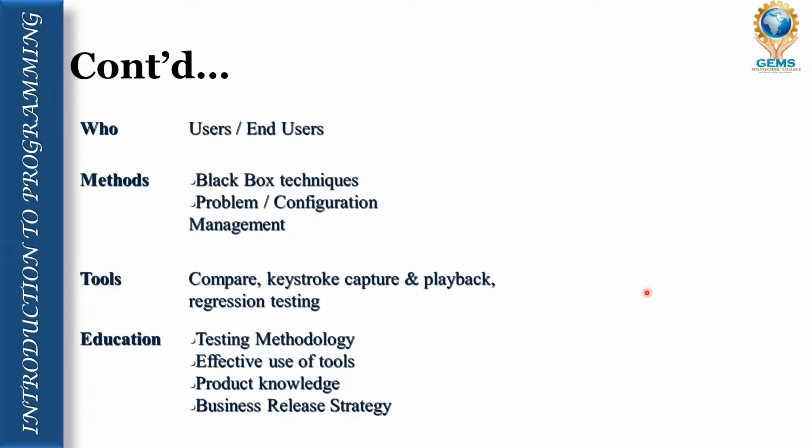What methods are we going to use here? Black box techniques and problem and configuration management. These are the techniques or methods we are going to use for the acceptance testing. What are the tools we have? Compare, keystroke capture, playback, regression testing. So these are the tools we are going to use for the acceptance testing. In terms of education, the same testing methodology we are using. Effective use of tools we study. Product knowledge we must have. Business release strategy we must have.